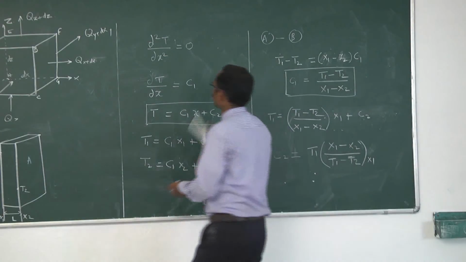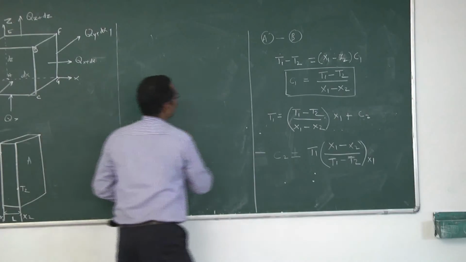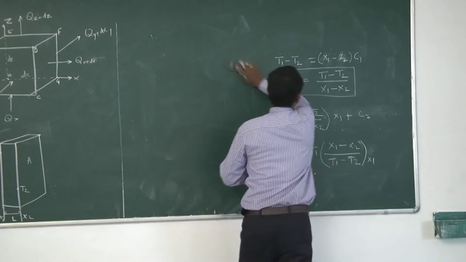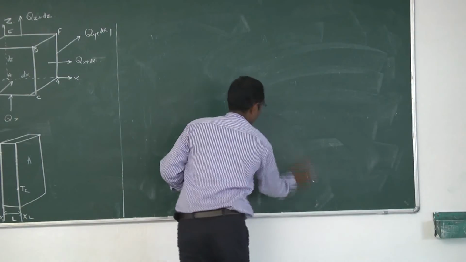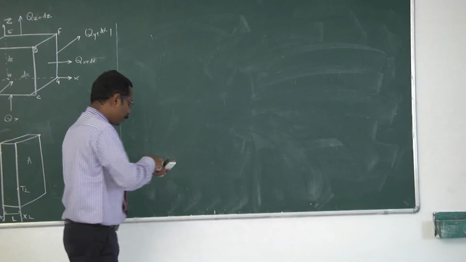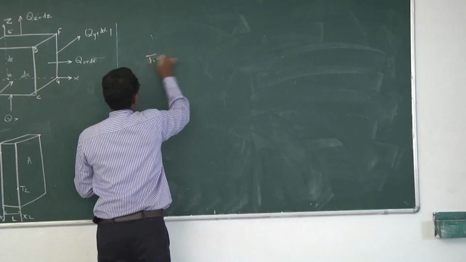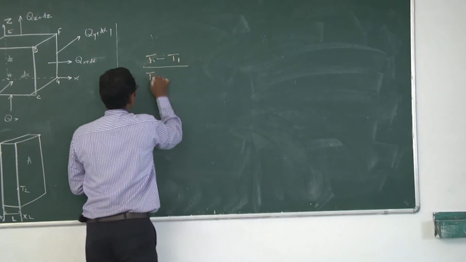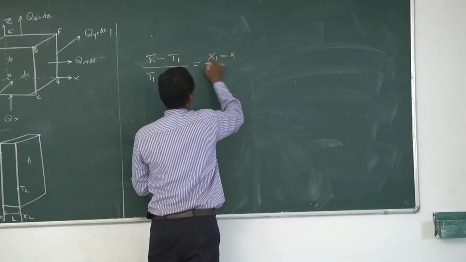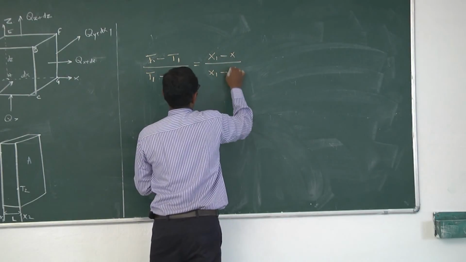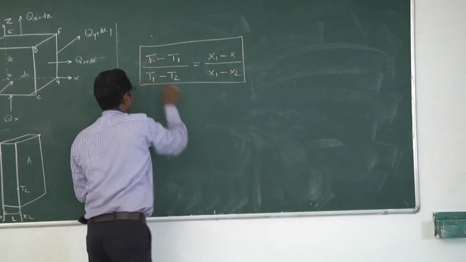Now, I have to substitute all the values in this general equation. We will get the temperature distribution, that is (T minus T1) divided by (T1 minus T2) will be equal to (x1 minus x) divided by (x1 minus x2). This equation is called the temperature distribution.